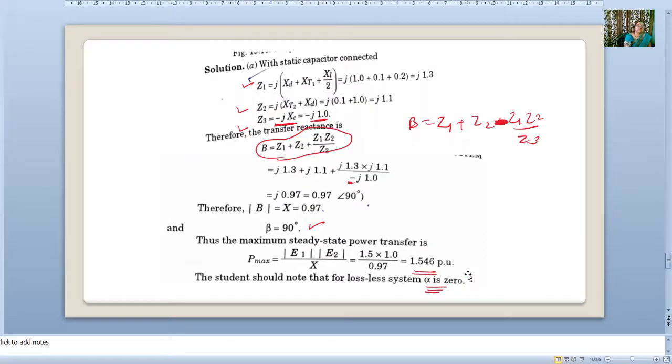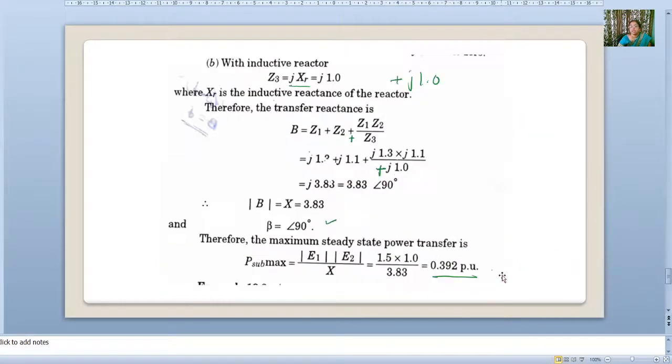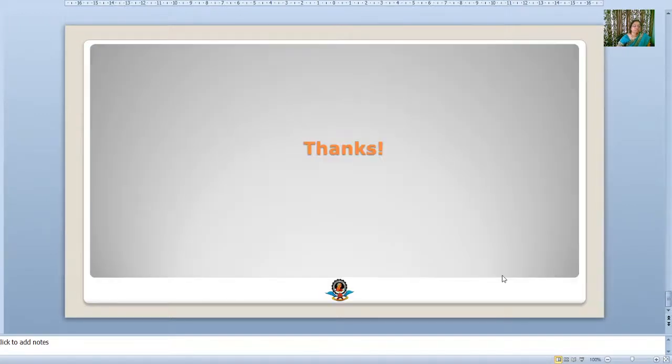The conclusion you can draw by solving this problem is why a static capacitor is connected at the receiving end: because it increases the steady state stability limit. You can see it is 1.546. If reactors are connected, then it is decreased. So reactors are connected at the sending end and capacitors at the receiving end. Shunt loads are connected in between. Okay, that's it. Thank you very much.